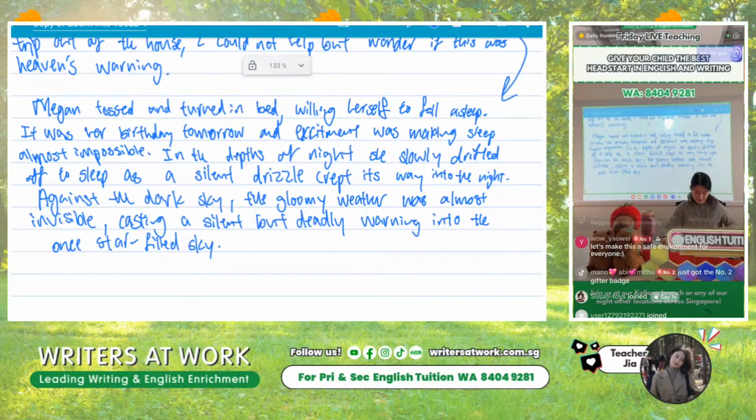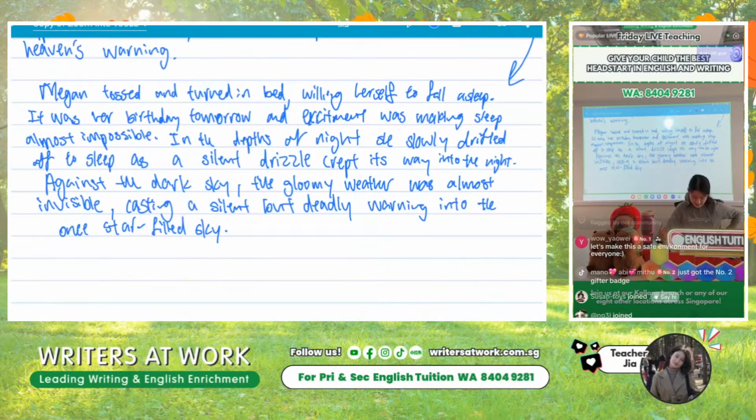Okay, now let's look. Megan tossed and turned in bed, willing herself to fall asleep. It was her birthday tomorrow, and excitement was making sleep almost impossible. So we're setting the scene, linking to the topic and assuring the teacher that the topic is still on track, okay? In the depths of the night, she slowly drifted off to sleep. So we're starting the action. We're describing the night before. Okay, she slowly drifted off to sleep as a silent drizzle crept its way into the night. So we're saying that it's something that is not very apparent.